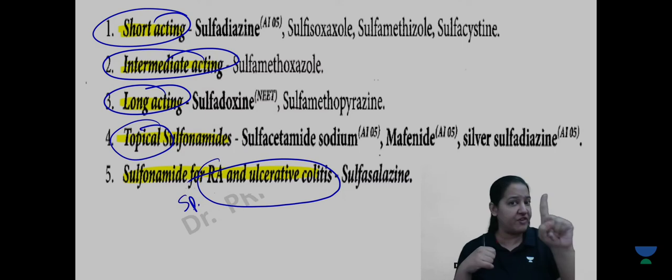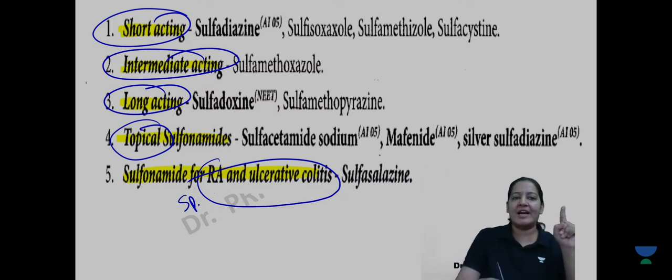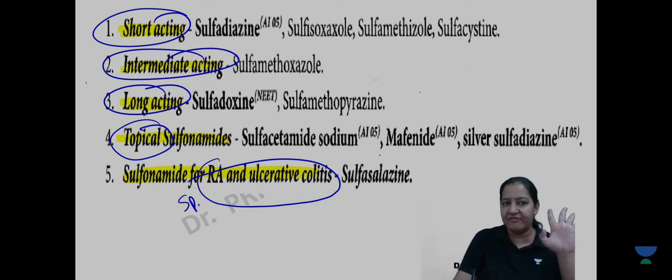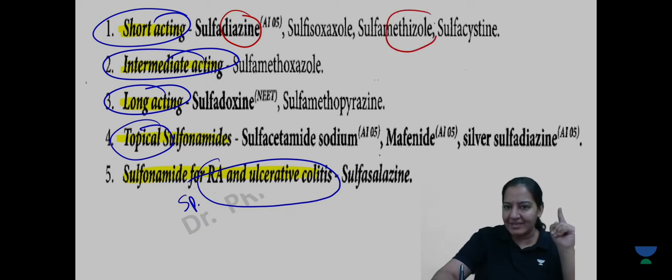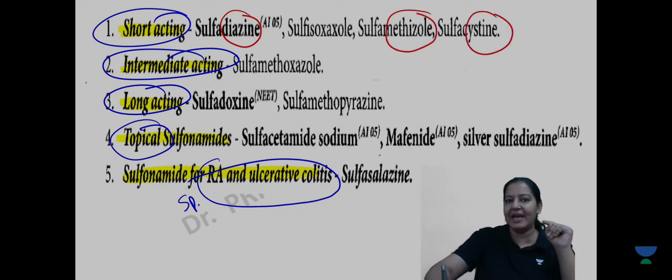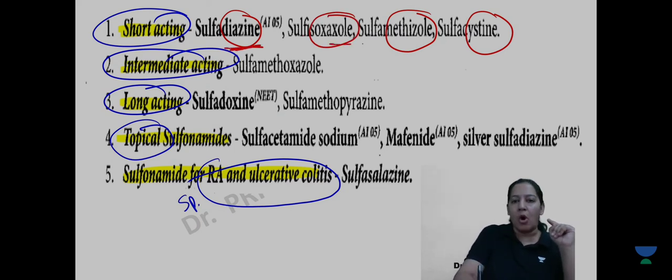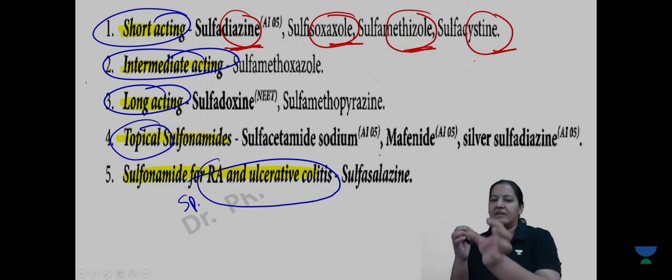I'm teaching you classification of first chapter, sulfonamide. I'm teaching you sulfonamide right now, right? So in short acting, look, sulfa is in all of them. Don't read sulfa. So short acting, it is diazine, sulfadiazine, sulfamethizole, sulfacysteine, and sulfasoxazole. Say it is diazine, soxazole, methizole and cysteine. I learn like that.